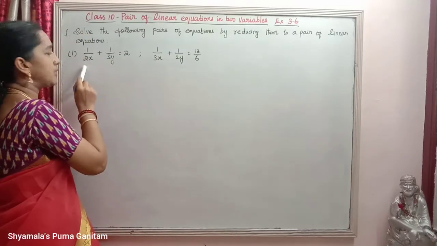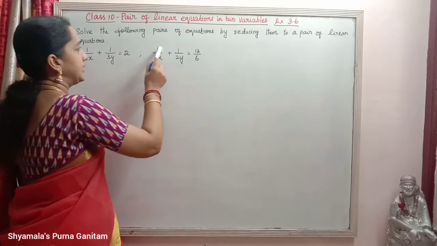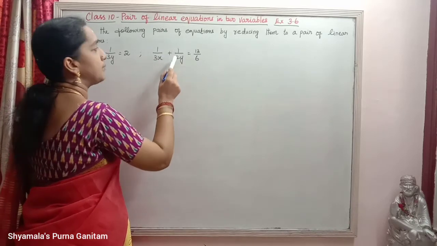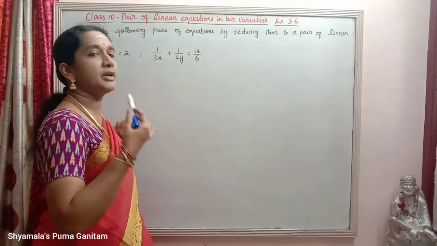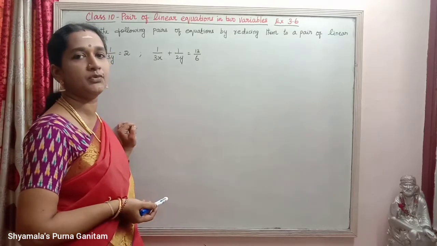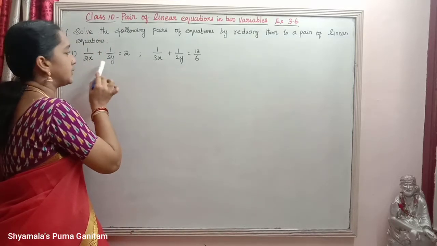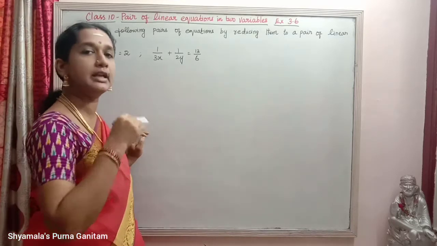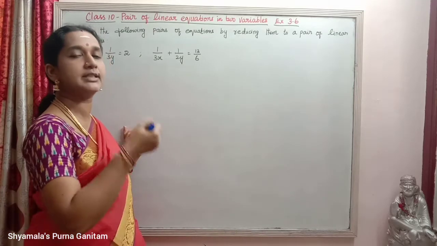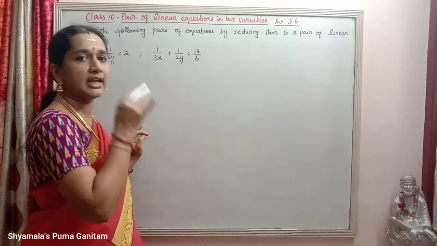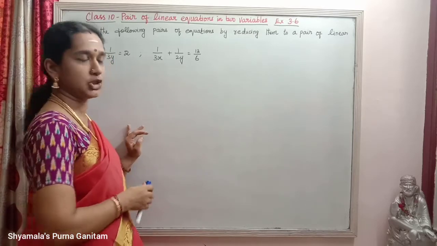Here, 1 by 2x plus 1 by 3y is equal to 2. Then 1 by 3x plus 1 by 2y is equal to 13 by 6. In the previous exercise, in the denominator, we won't be having a variable. Here, in this sum, we are having variables in the denominator. So, if we have variables in the denominator, it is difficult for us to solve. So, we have to simplify and make it a pair of linear equations.